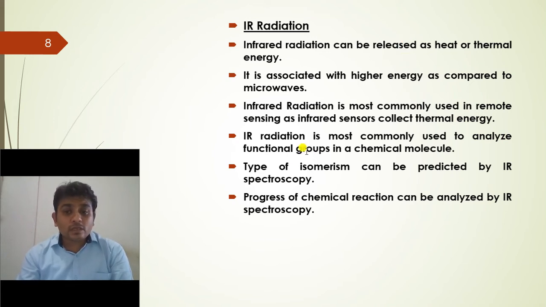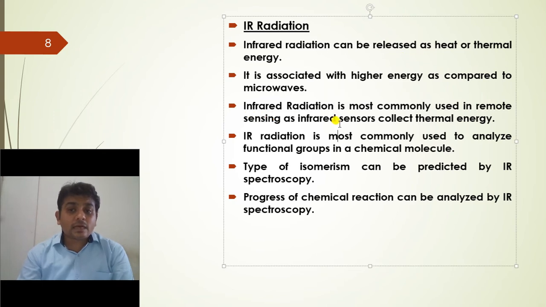They are also commonly used in remote sensing, as these IR sensors have the ability to collect thermal energy. They are most commonly used for functional group analysis, and also for determining the type of isomerism in case of isomers. A specific type of isomer can be identified with the help of IR spectroscopy. Two different isomers can be differentiated from each other by this technique. Progress of any chemical reaction can also be analyzed by IR spectroscopy. Sequential IR analysis may help you determine the progress of any chemical synthesis which is taking place in a particular lab.